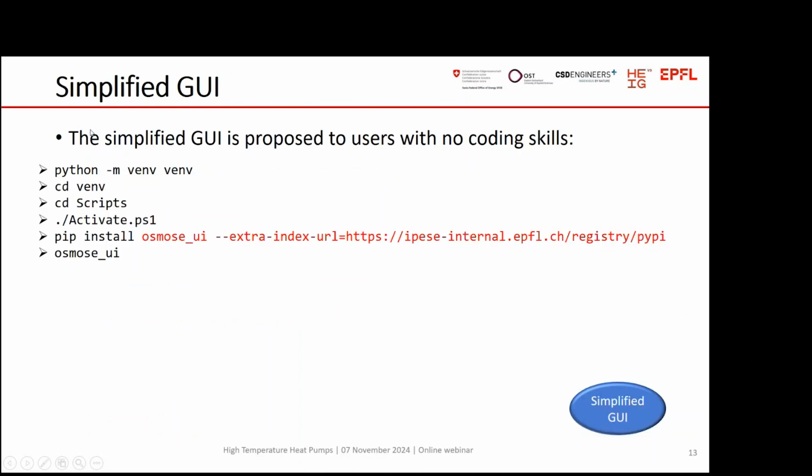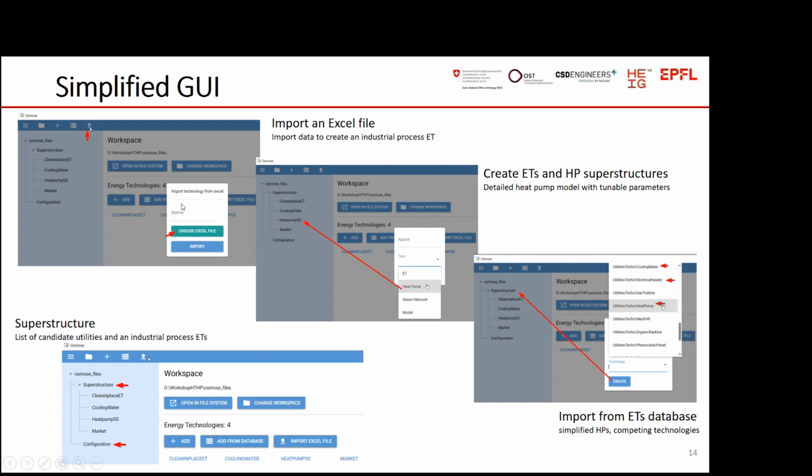So I am going to show you quickly how it looks when you want to use this tool in the simplified GUI, because you will be able to download it as a Python library, execute it, and at the end you will arrive at the following layout. You will be able, for instance, to import Excel files. You can import an Excel file, and the data, as I showed you in the previous template, will appear in this tool. You can import Excel files that have all of the data of the industrial process that you are analyzing. You can create other energy technologies.